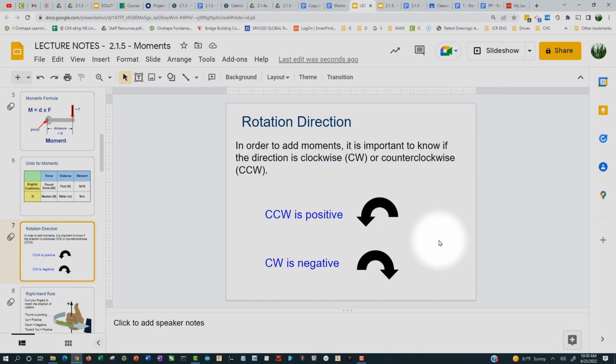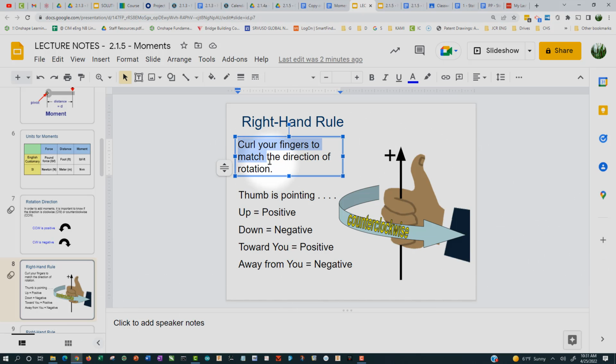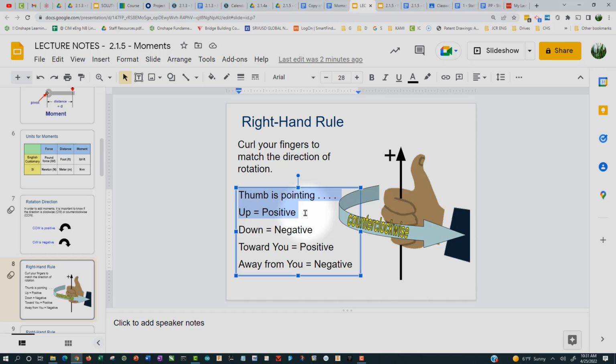How about the directional rotation? We're going to be working in a 2D plane when we're doing our analysis, and the bottom line is that if a moment causes a counterclockwise rotation, that moment is positive. Clockwise, it's negative. You just have to remember that. One way to help you remember that is to use the right hand rule. If you curl your fingers to match the direction of the rotation, like this person is doing, the thumb is pointing up if it's positive.